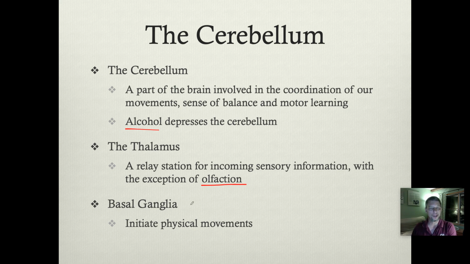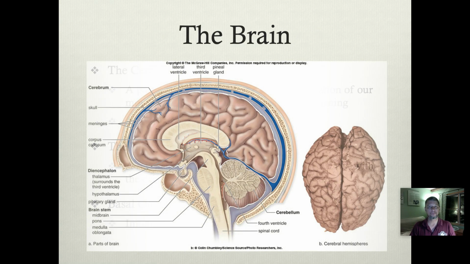And then finally, down here, the basal ganglia. And I'm not going to show you a picture of these because they're buried deep inside the brain, but these are what initiate physical movements. So they're controlled by the cerebellum, and they control the cerebellum. So anytime you move or want to move, the basal ganglia and the cerebellum are communicating to get the appropriate muscles to do their thing.